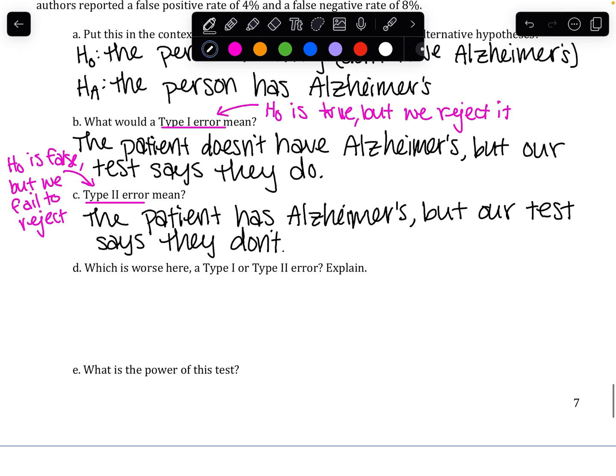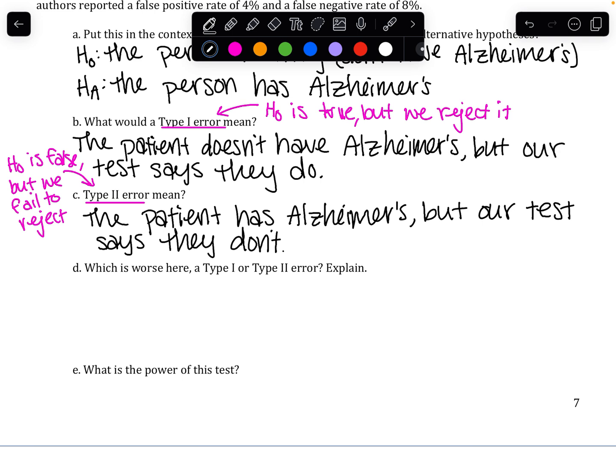Now, which is worse? Would it be worse to have a type 1 error here or a type 2? And this is your personal opinion. No one is going to keep you to whatever you say on the AP exam, right? If you say, I think a type 1 error is worse, no one's going to hold it against you for the rest of your life, okay? You have to pick a stance and stick with it. Do not say both are bad. That's not answering the question. It says which one is worse.